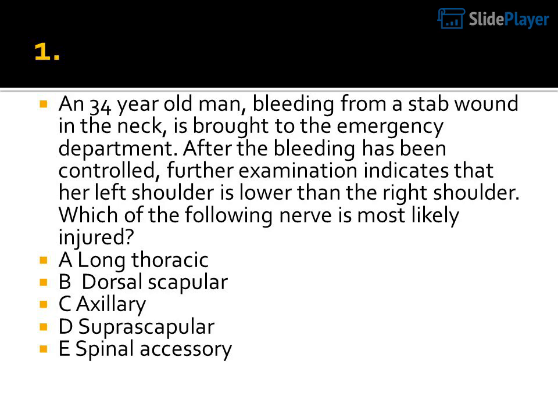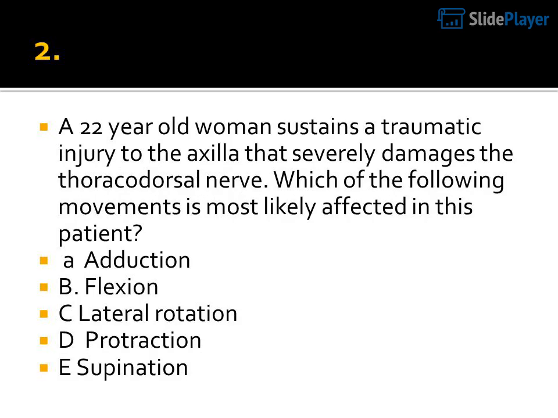1. A 34-year-old man, bleeding from a stab wound in the neck, is brought to the emergency department. After the bleeding has been controlled, further examination indicates that his left shoulder is lower than the right shoulder. Which of the following nerves is most likely injured? A. Long thoracic. B. Dorsal scapular. C. Axillary. D. Suprascapular. E. Spinal accessory.